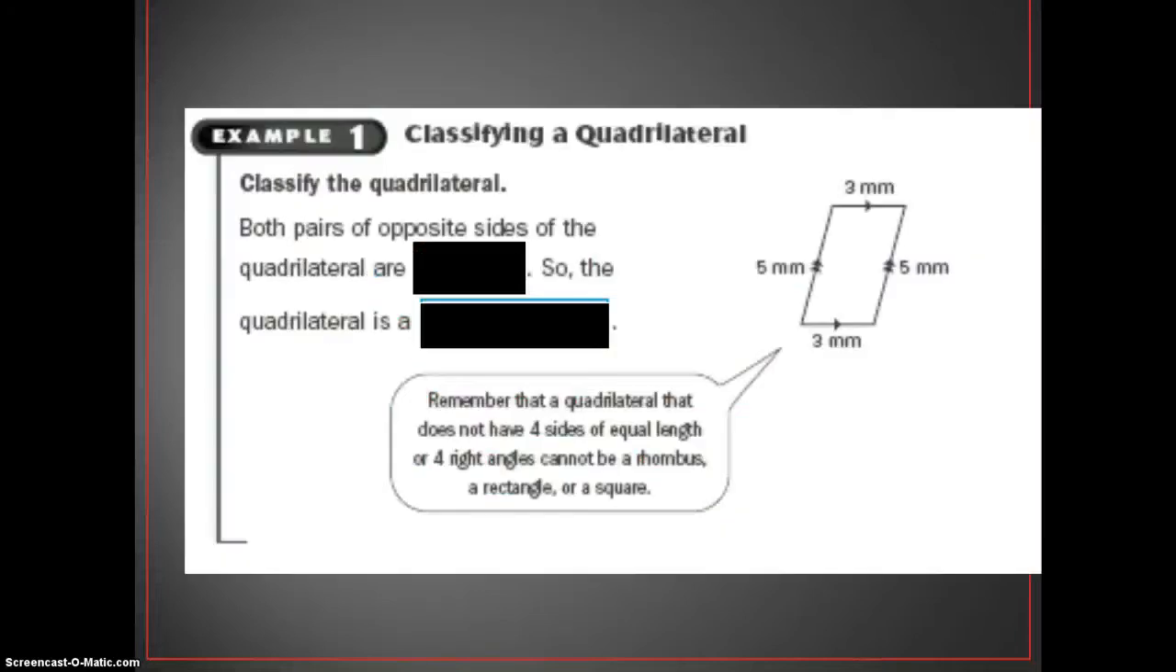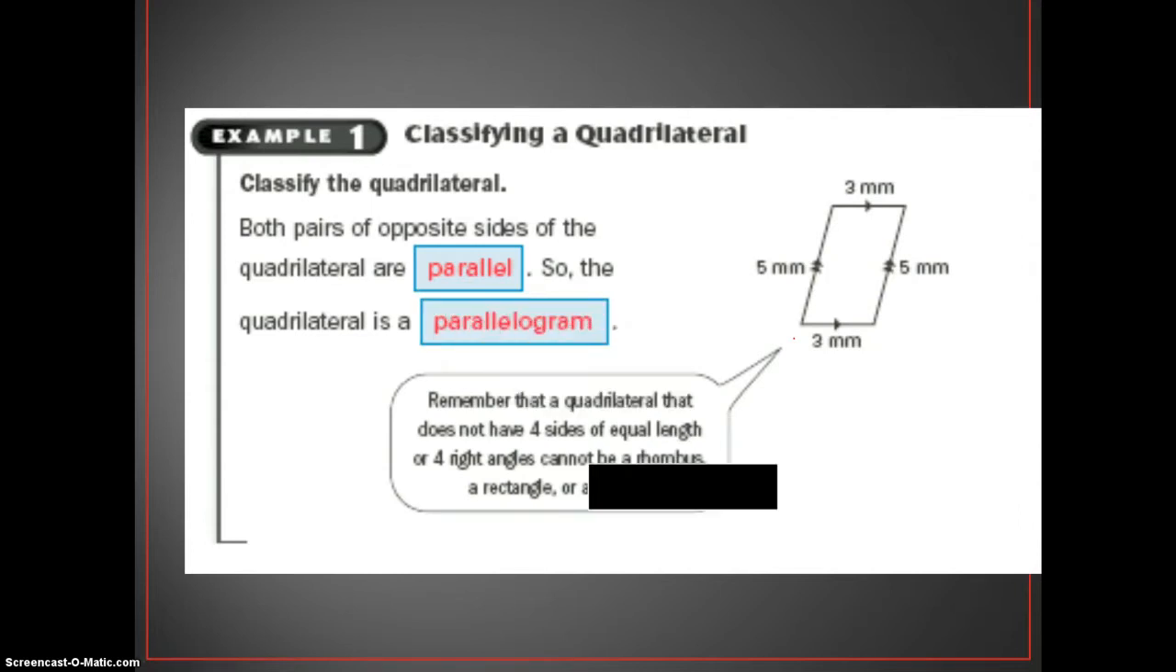You can see that there are two pairs of parallel sides. Remember that these triangles represent parallel sides. The sides are not equal though, because two of them are equal, two of them are not. Kind of looks like a rectangle tilted. This quadrilateral is a parallelogram. That's the best classification for this quadrilateral.